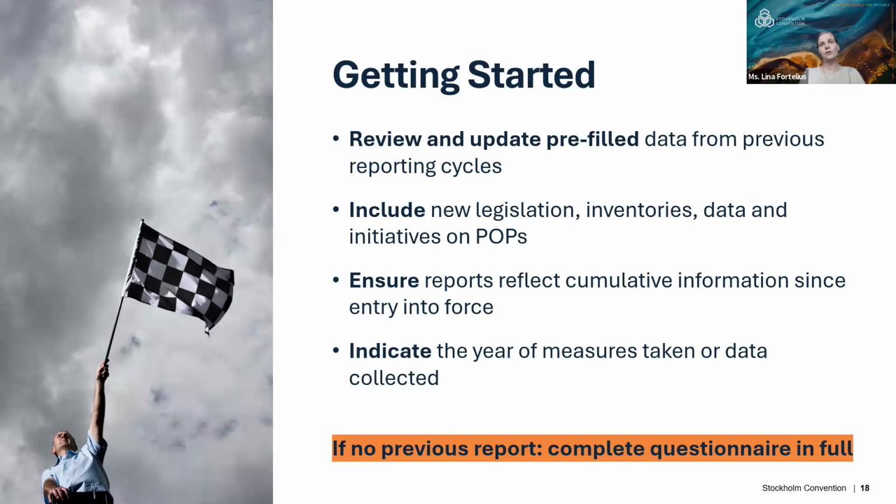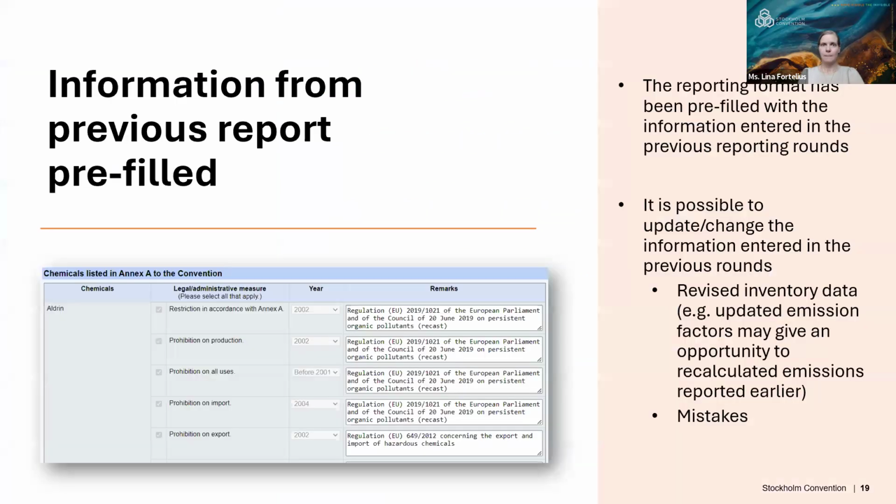So if you have not reported before, you need to complete the questionnaire in full, since the convention was entering into force in your country. When you open the reporting format, you will see that it includes the information from previous rounds to help you in filling in the report. So, for example, the bans and restrictions of old POPs may not need to be changed if they have been reported earlier, and there is no change. And sometimes legislative references may need to be changed, but the information otherwise can be kept the same. And each reporting cycle is also an opportunity for you to update previously provided information, and if necessary, correct previously reported data to create a single complete report.